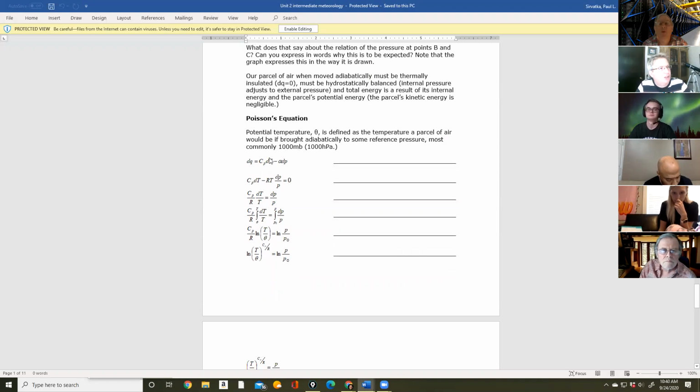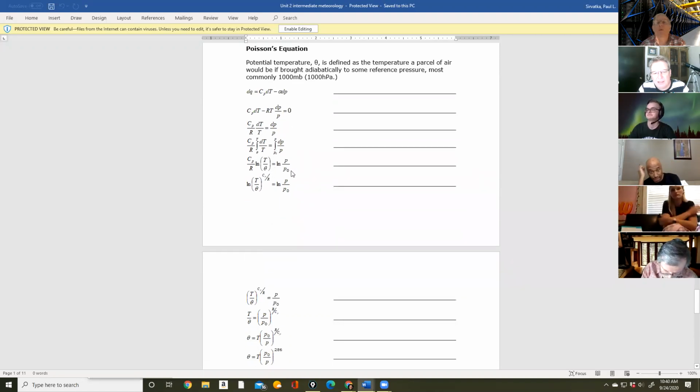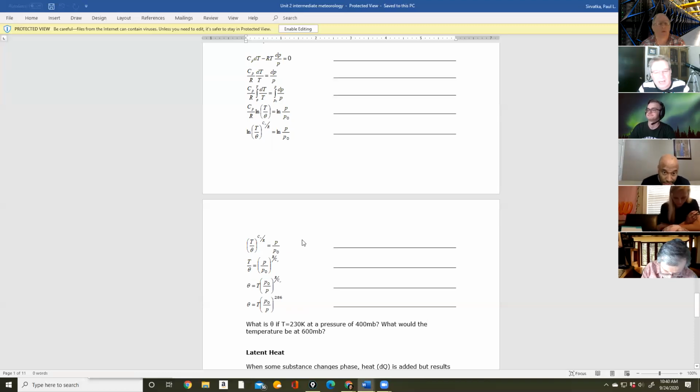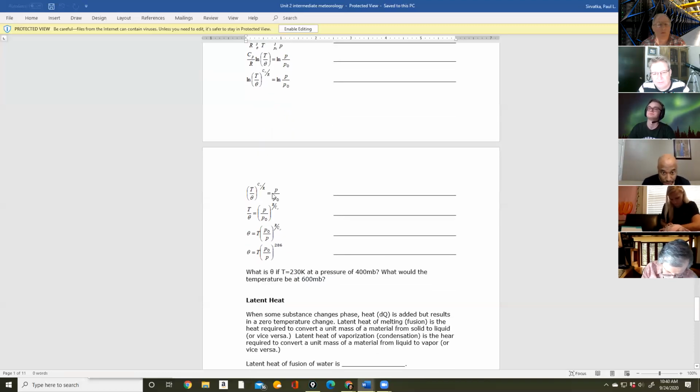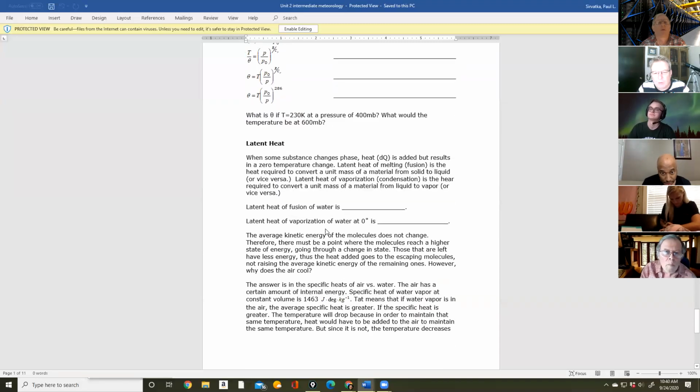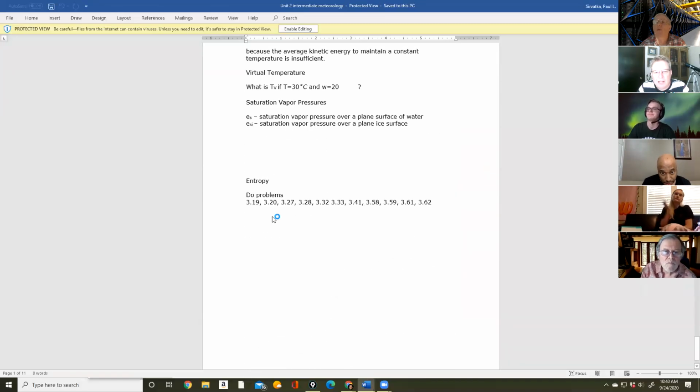So what I think a good thing for you to do for next week is to go through Poisson's equation and just write what I'm doing in each of these steps, because I think it's a little bit different. Here I went from theta to T and from p naught to p, like the book does. And maybe that's better for you to practice manipulation of equations. And then we're going to get into latent heats coming up. So there's a lot of problems in the book. These are the ones that you're going to need to start working on.